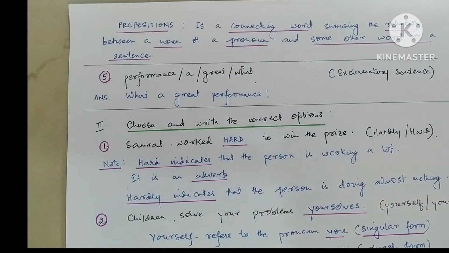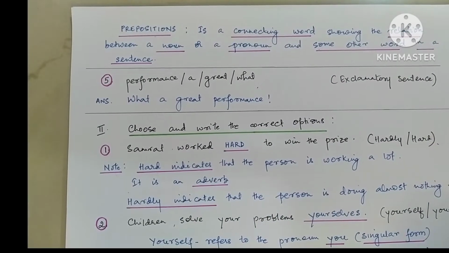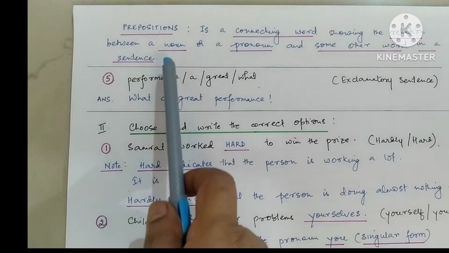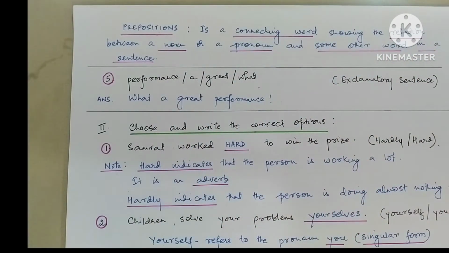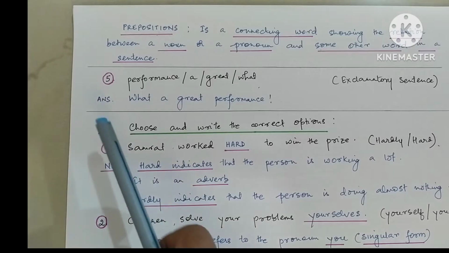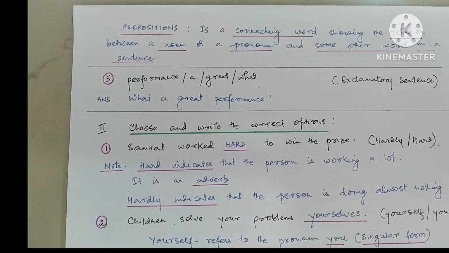Now, what are prepositions? A preposition is a connecting word showing the relation between a noun or a pronoun and some other word in a sentence. Now children, we will come over to the fifth one. Performance, a, great, what, exclamatory sentence.